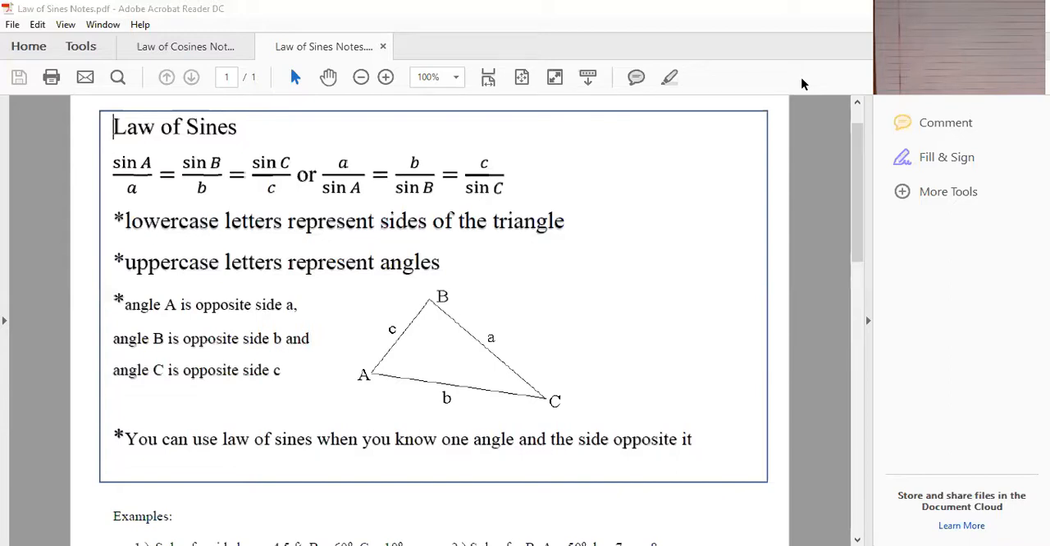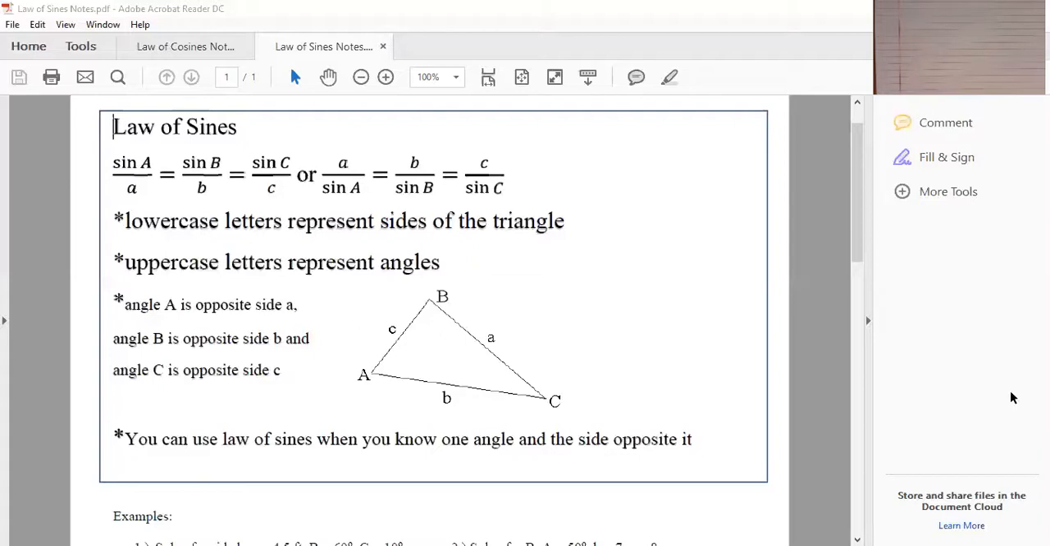So kind of just a background of what these are even talking about. Triangles have three sides, right? They have three angles. The lowercase letters in these formulas represent the sides of the triangle. So a, b, and c, lowercase, are representing those three sides. The uppercase or the capital letters are representing the three angles. Remember, all the angles A, B, and C should add up to be 180 degrees.